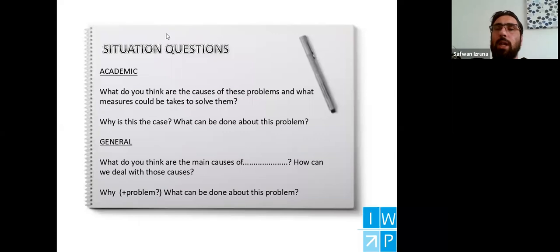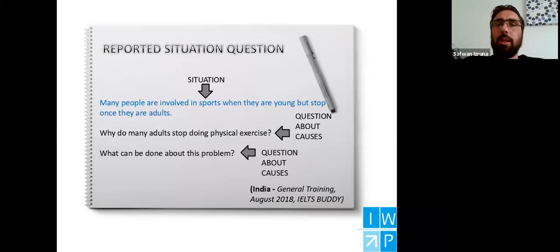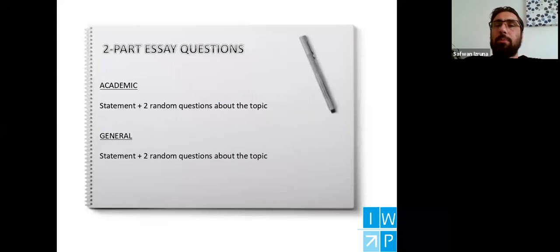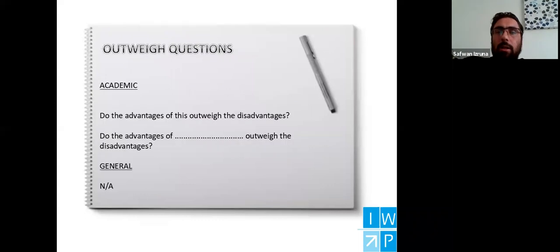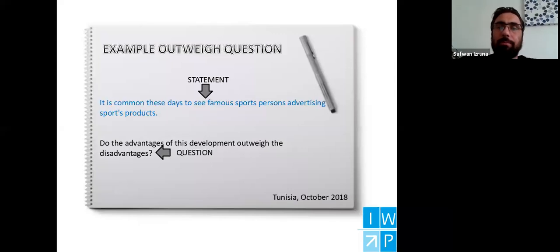And then we have situation. So situation essay questions give us the problem and then ask us about causes and solutions. And then we have two-part questions. We're given a fact or a statement, and then we are asked two random questions. They could be any questions about them. Then we have outweigh, whether advantages outweigh disadvantages and so on.